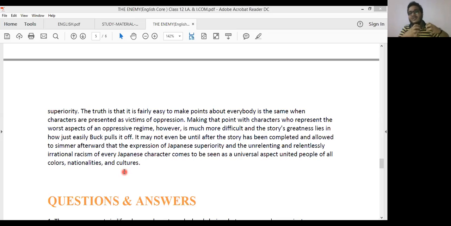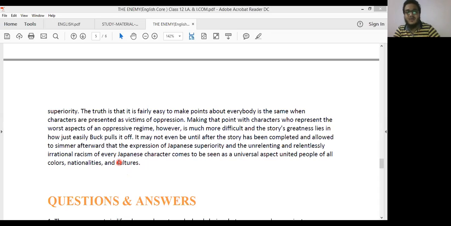They are soft-hearted and they help others. That is the nature of the Japanese. They don't discriminate against people on the basis of color, nationality or culture. They pay respect, they show humanitarian behavior. That is what we evaluate from the character of Sadao. So this is the theme discussion, students, what I have discussed with you here.